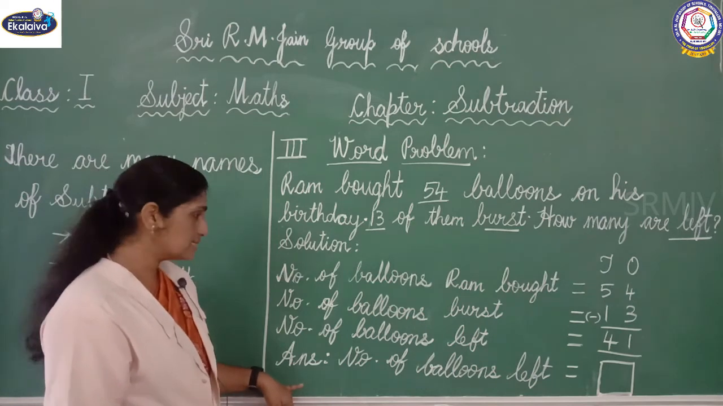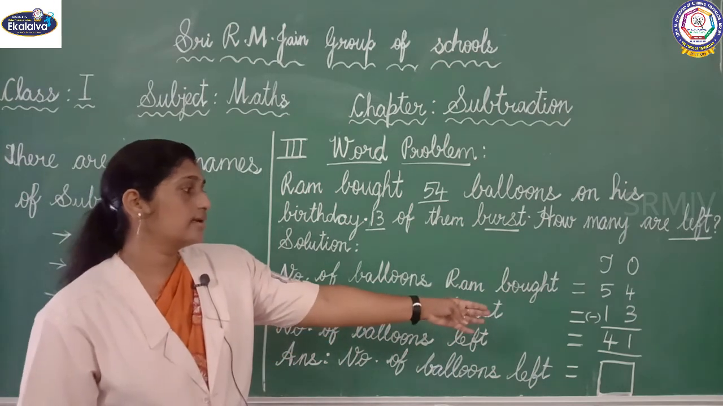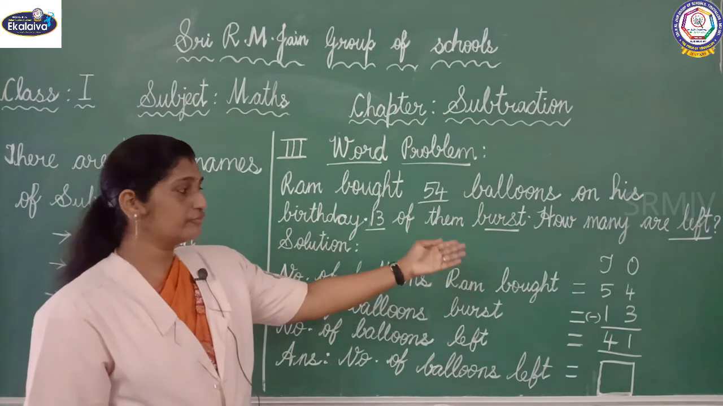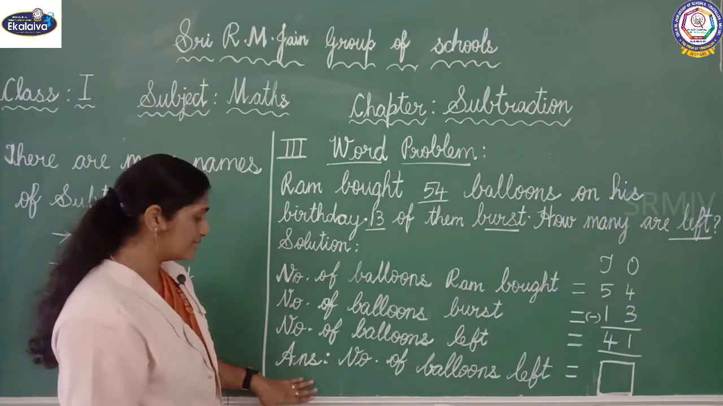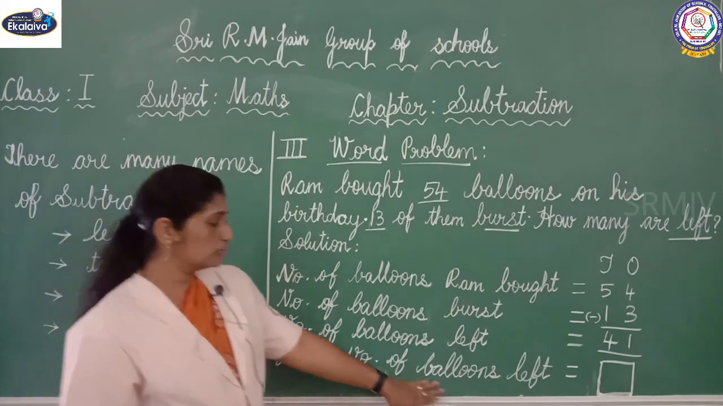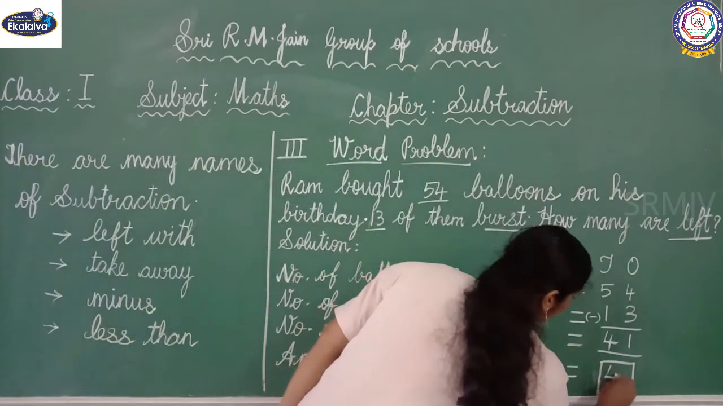Now the fourth step is answer. The final answer is we got 41. By subtracting 54 minus 13 we got 41. That we have to write as the answer. Number of balloons left is equal to 41.